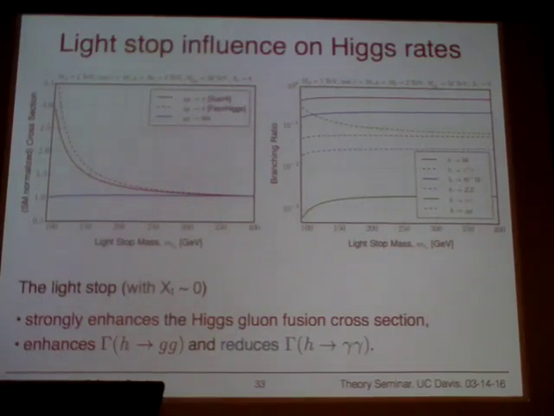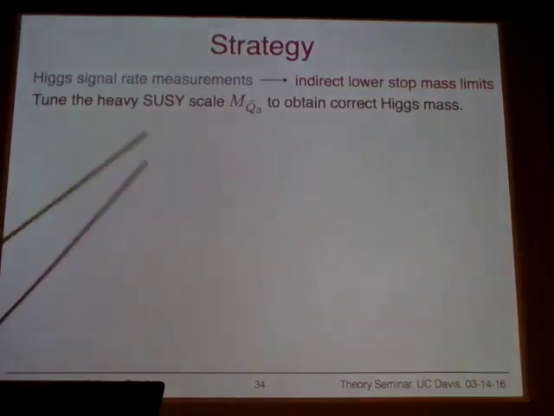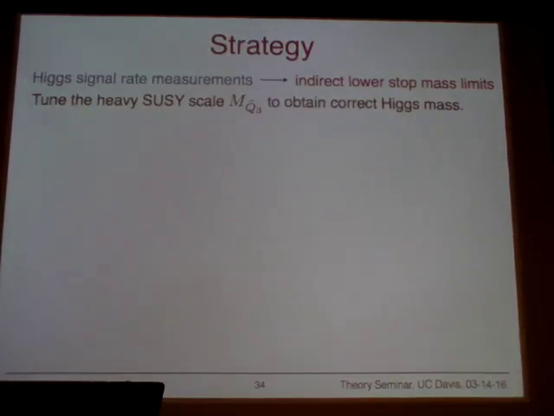So we want to use these features to really derive lower mass limits on the stop. And again, we just look at the signal rates here because we argue that you can just tune this decoupled SUSY scale to obtain the correct Higgs mass.